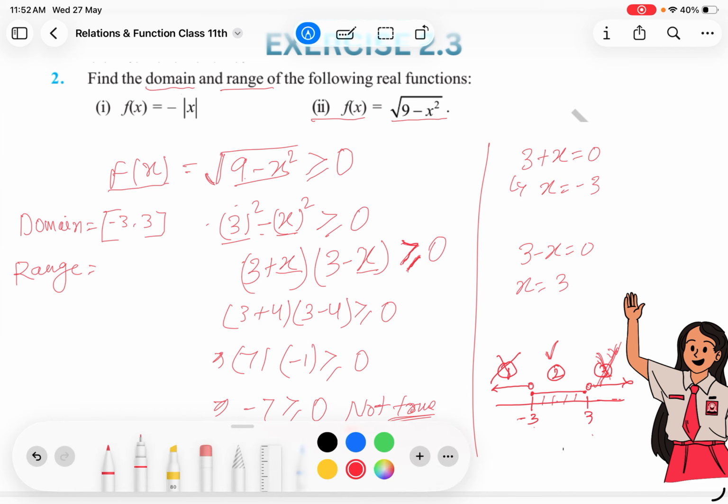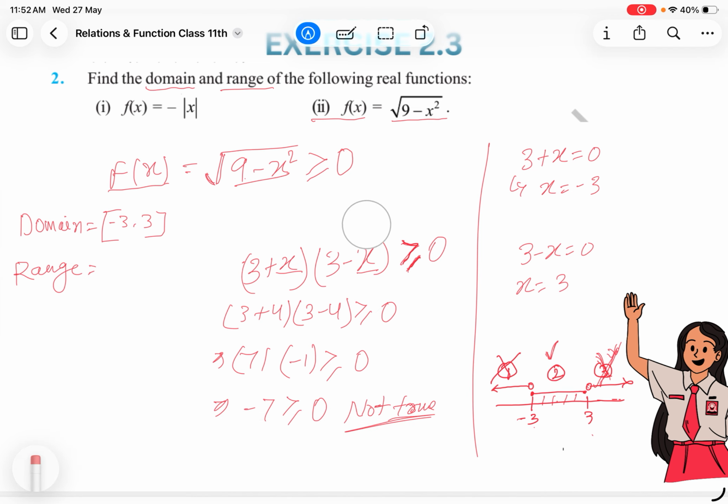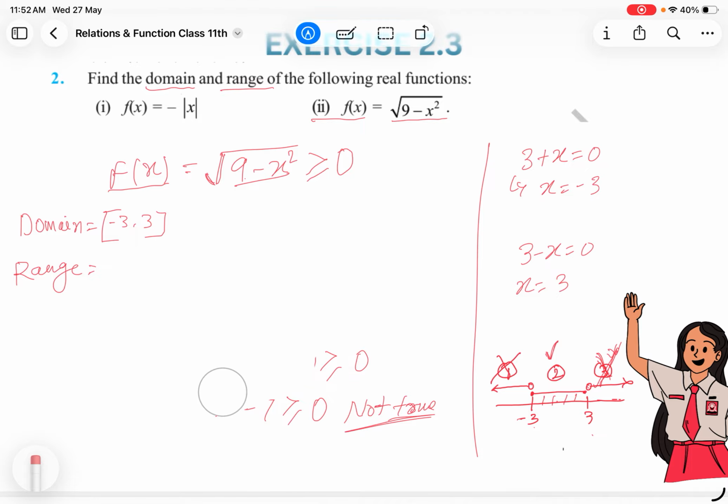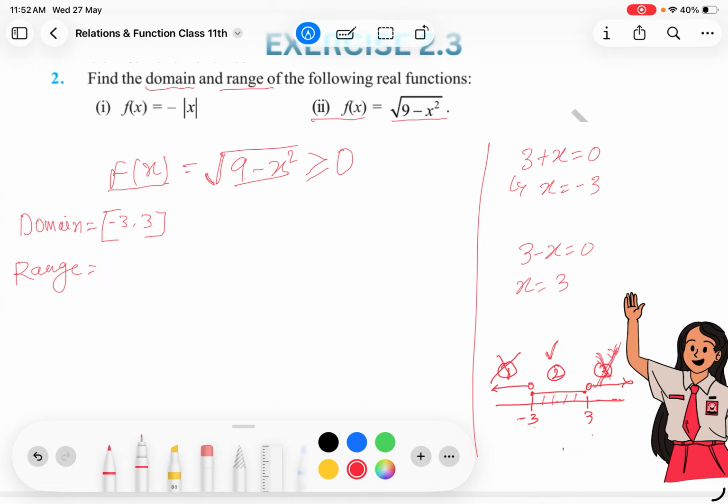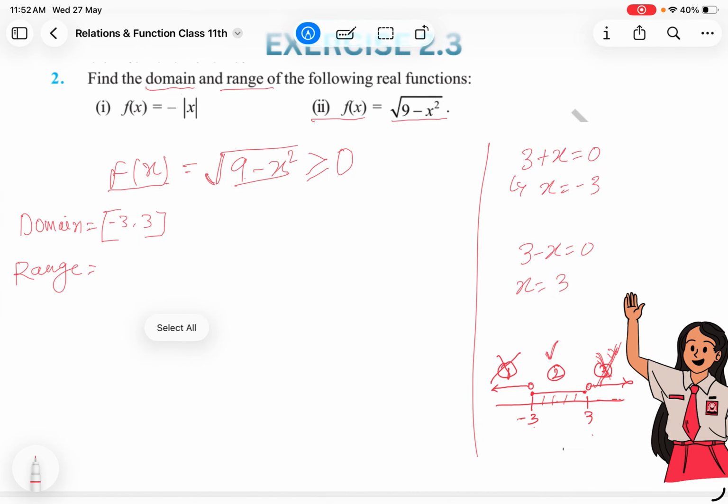I think I should clear this from here, and we have to find the y. So you can find y by the same method we have followed. So instead of f(x), you can find it in terms of y. Now we have y equal to root under 9 minus x square, and that is greater than or equal to 0.